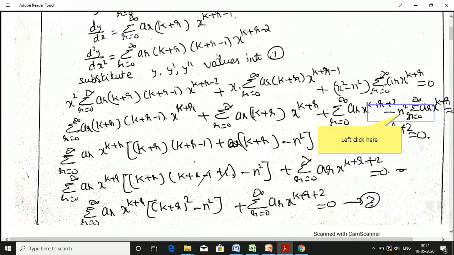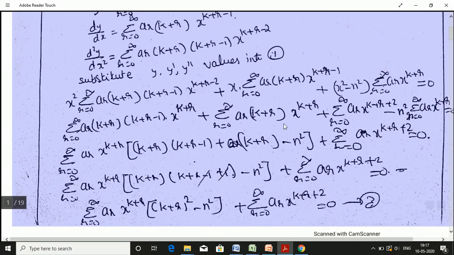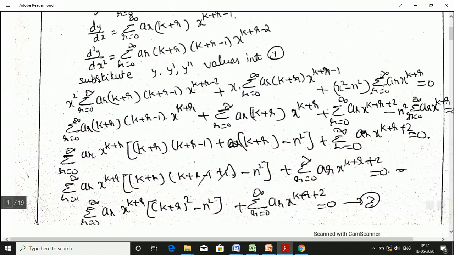And in the first term, second term as well as in the fourth term, x to the power of k plus r into a r is common. If I take that outside, sigma r equal to 0 to infinity a r x to the power of k plus r is common. Remaining is, here (k plus r) into (k plus r minus 1), plus here only (k plus r), here it is minus n squared, plus write the third term as it is.